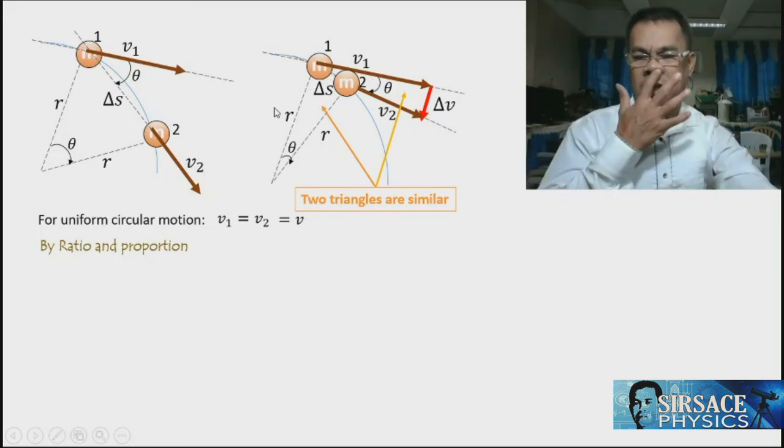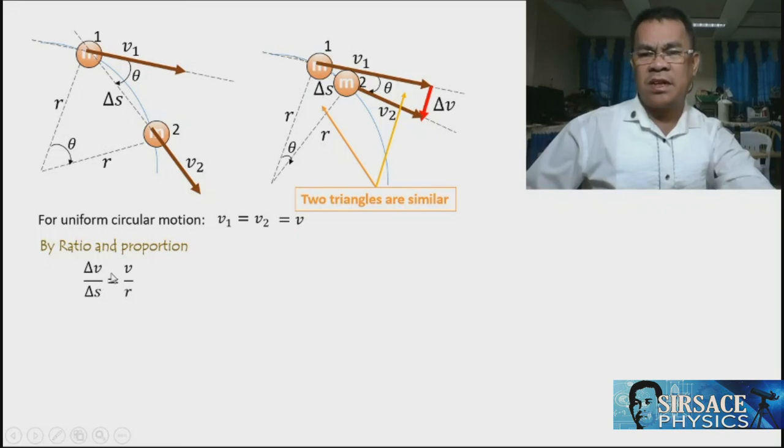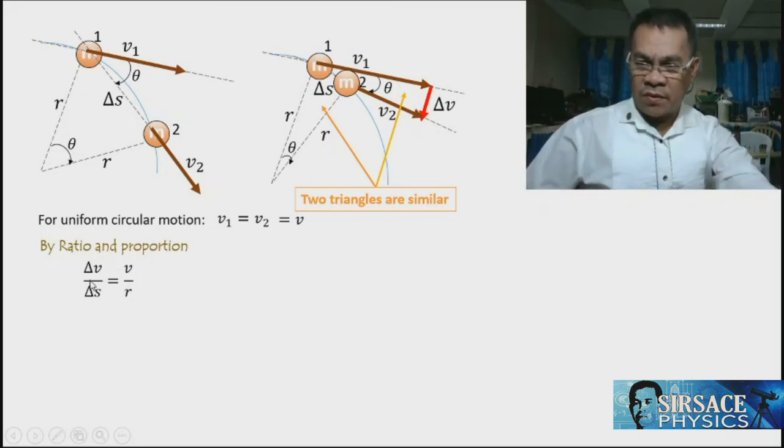So, any of that ratio, they will provide the same. Do it this way: delta V is to delta S. Whatever the ratio of this corresponding side must be the same ratio of their corresponding sides also. Meaning, therefore, this should be V is to R. So, this is the result of the ratio and proportion. Okay. So, what is delta V? Delta V is the change in velocity direction. And this one is the change in position. While this one is the velocity of the particle, which is constant. And this is the radius of the circle.